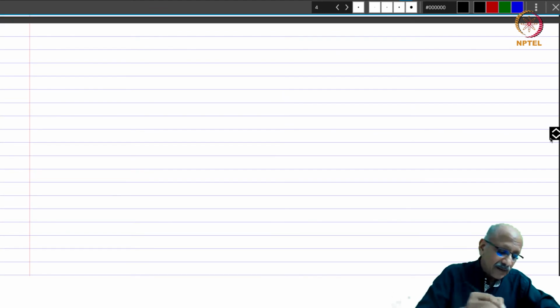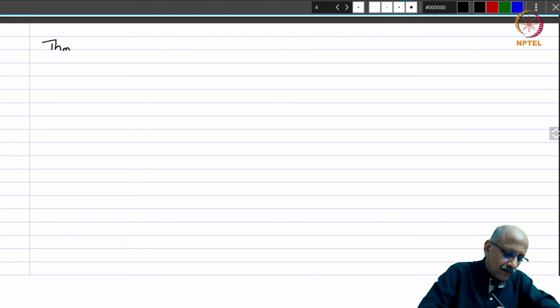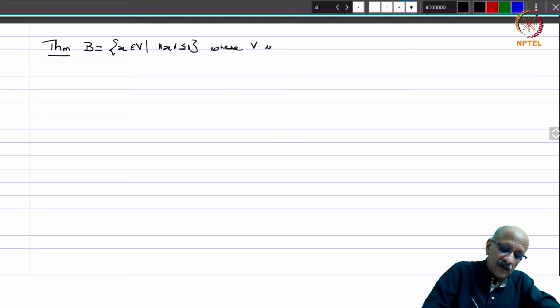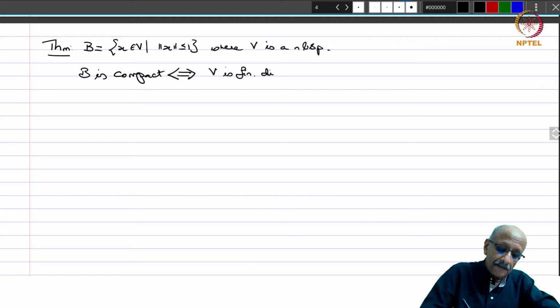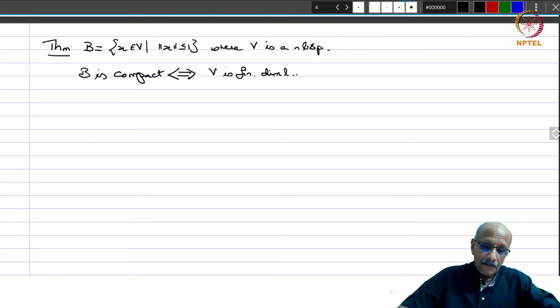So we have the very beautiful result. Theorem: let B equal the set of all x in V with norm x less than or equal to 1, where V is a normed linear space. Then B is compact if and only if V is finite dimensional. Before we prove this, we need a lemma.